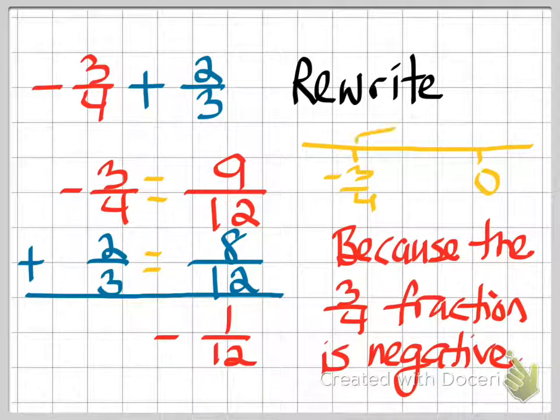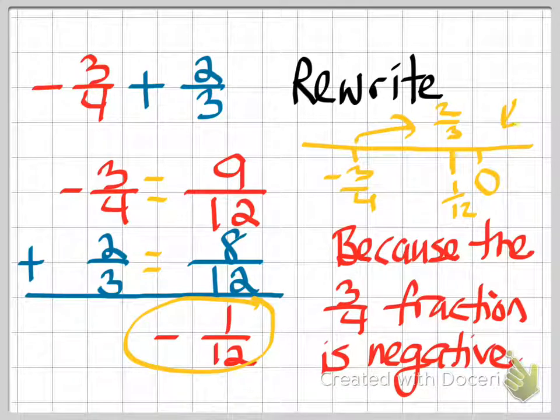If I visualize this on a number line, I started over here at negative 3/4. Here's 0. I'm going this direction 2/3. Since 2/3 is less than 3/4, I'm still going to have a negative answer, but I'm going to end up being a lot closer to 0. And notice that this illustration I just drew is not to scale. So don't be like, that doesn't make any sense. It's not to scale.